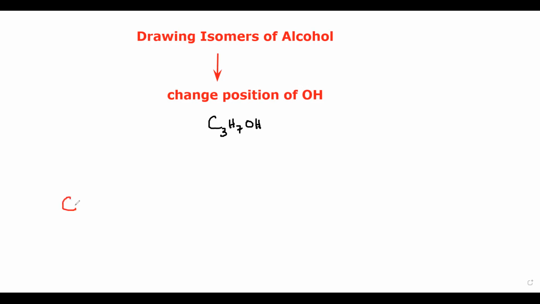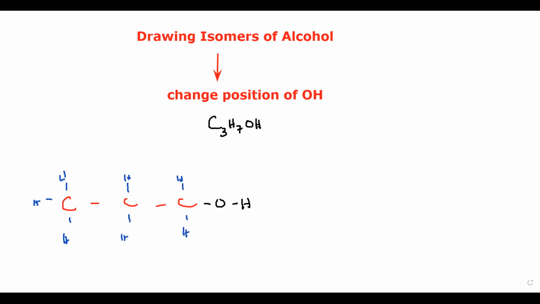So 3 carbon atoms, 1, 2 and 3. Then we put OH. First we'll put OH with the first carbon, either on the right or on the left hand side, and then the remaining hydrogens will be there. This will have 3 hydrogen atoms, this will have 2 hydrogen atoms, and this will have 2 hydrogen atoms.